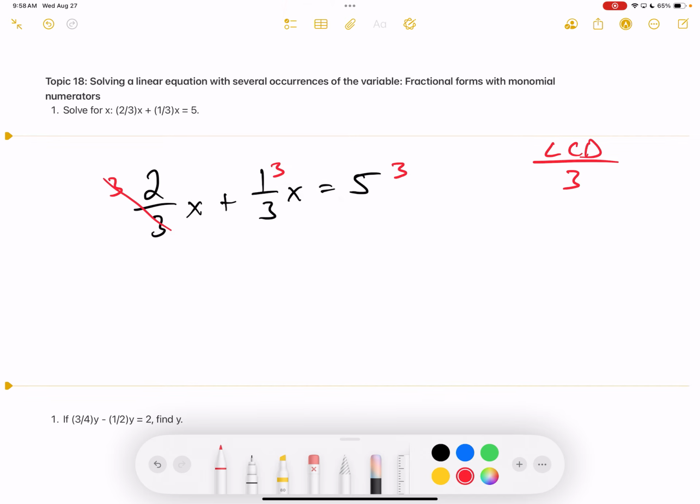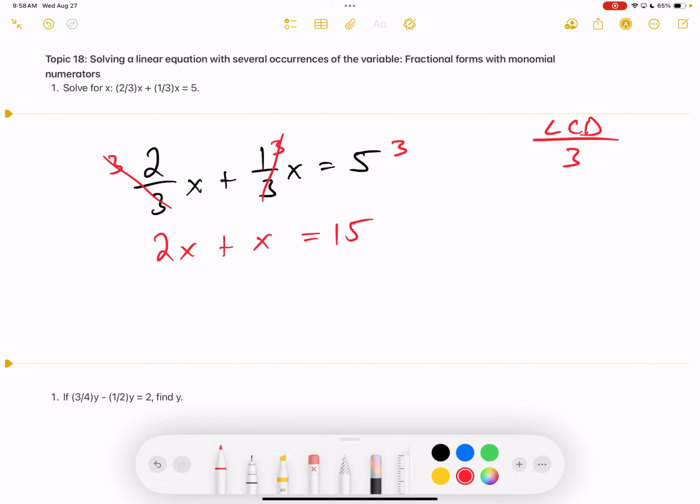3 on top, 3 on bottom cancel out, so I get 2x. 3 on top, 3 on bottom cancel out, so I get 1x. 3 times 5 is 15. Now I can combine like terms. 2x plus 1x would be 3x. And divide by 3. X is equal to 5.